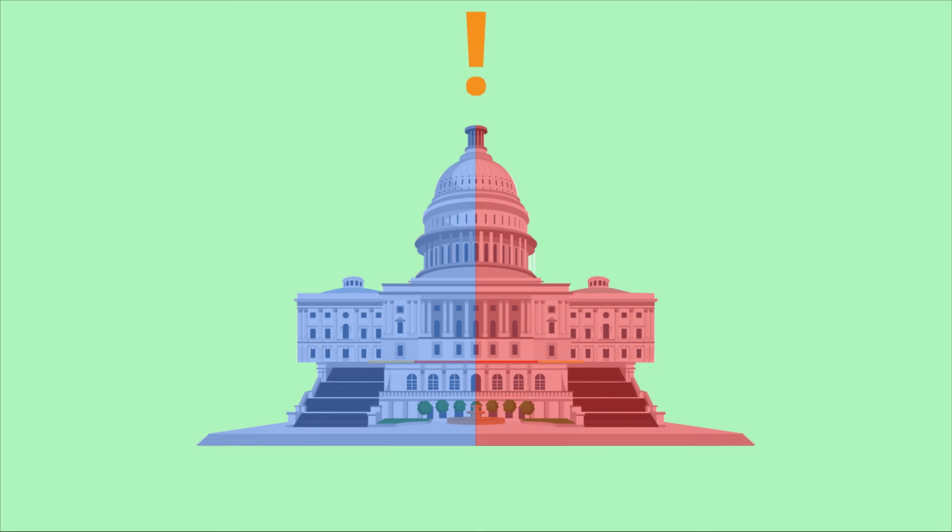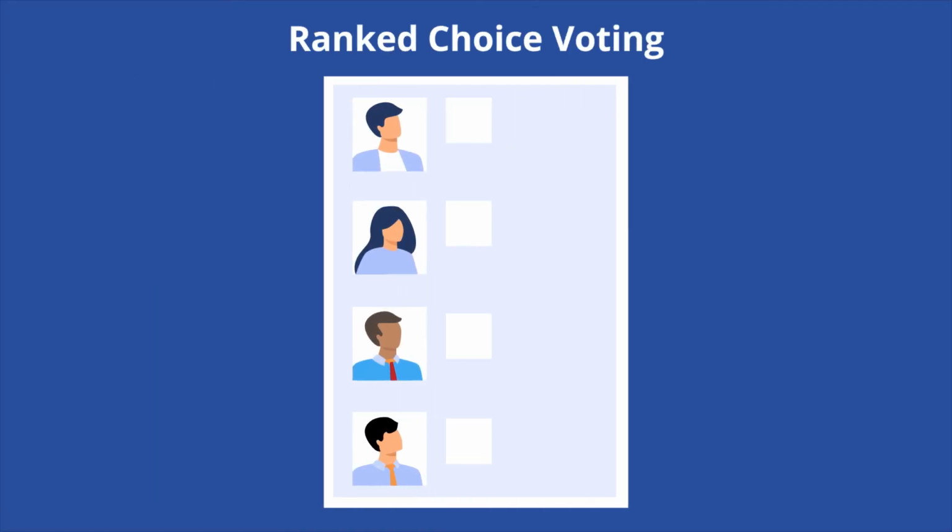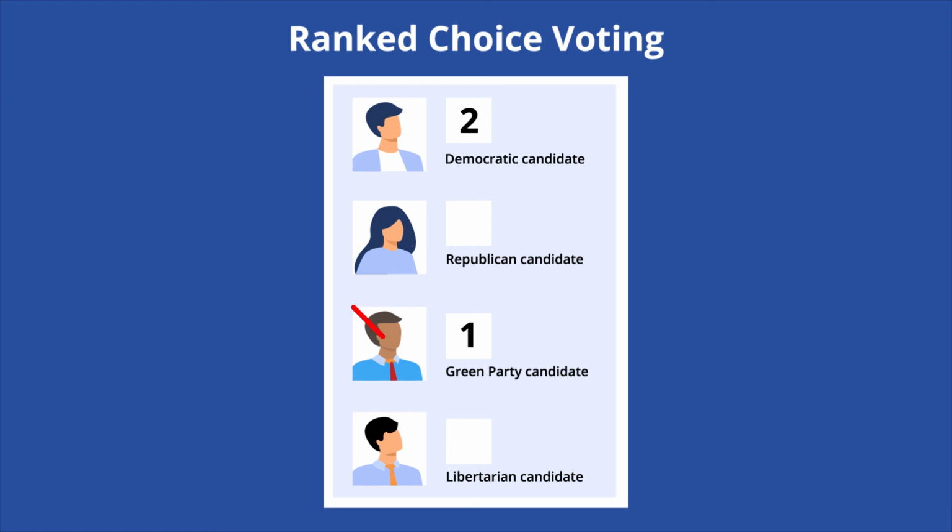But in order to encourage the success of third parties, we must make changes to our electoral system. One popular policy that has been suggested is ranked choice voting, wherein voters have the option to rank candidates in order of preference. So using our earlier example, a voter could list the Green Party first and the Democratic Party second. If the Green Party doesn't win a requisite percentage of the vote, its votes will be reapportioned to the second choice candidates, so no ballot is wasted.